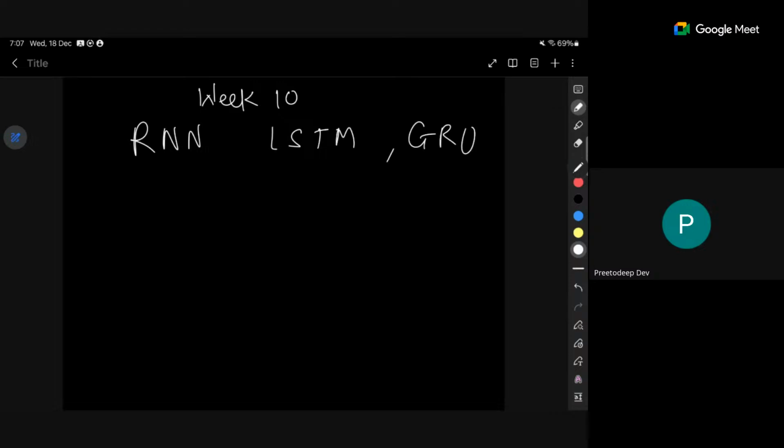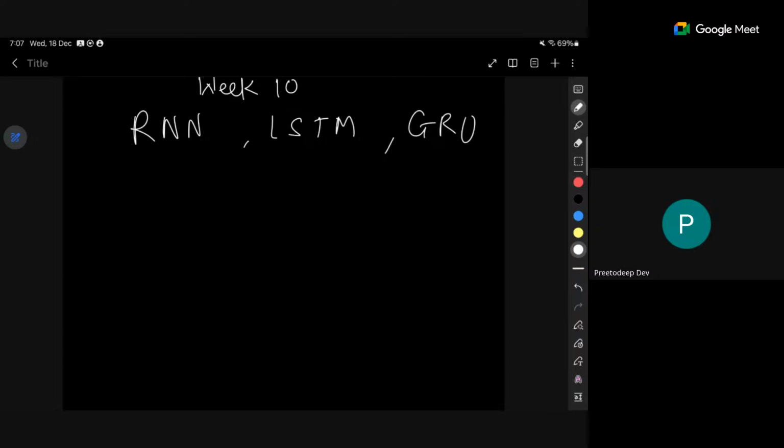Okay, so I'll start with week 10, which is RNNs. I'll cover RNN, LSTM, and GRU.